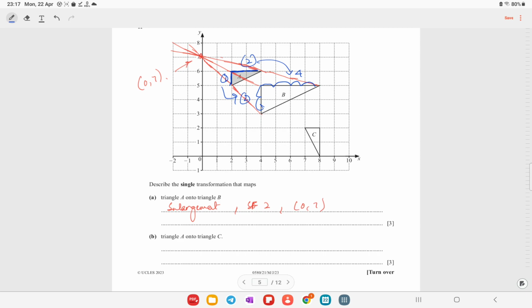Now you have to find the transformation with respect to triangle A onto triangle C. If you use tracing paper, or you can draw the perpendicular bisector between A and C, and find where the bisectors meet, that is going to be the center of the rotation.